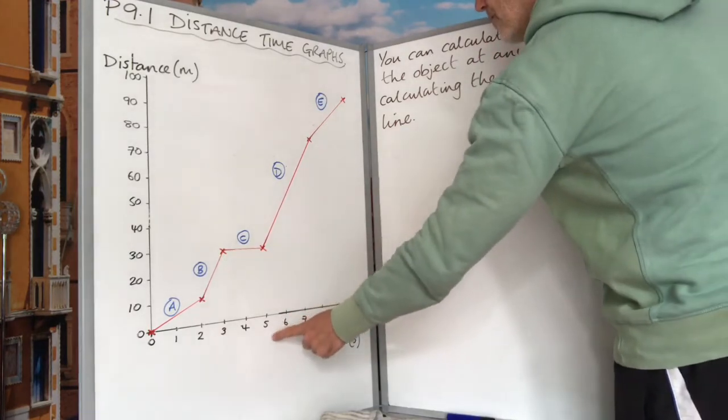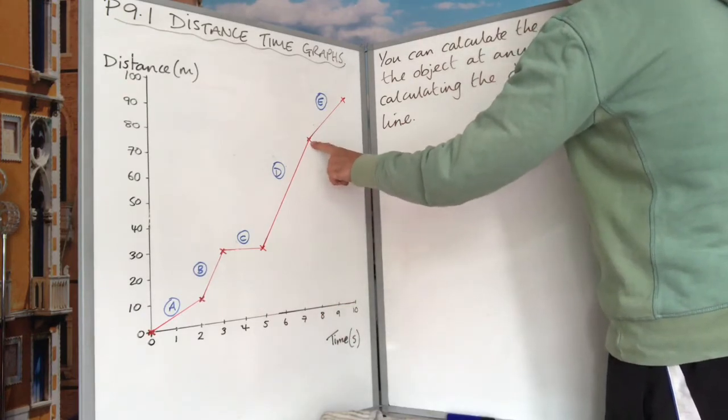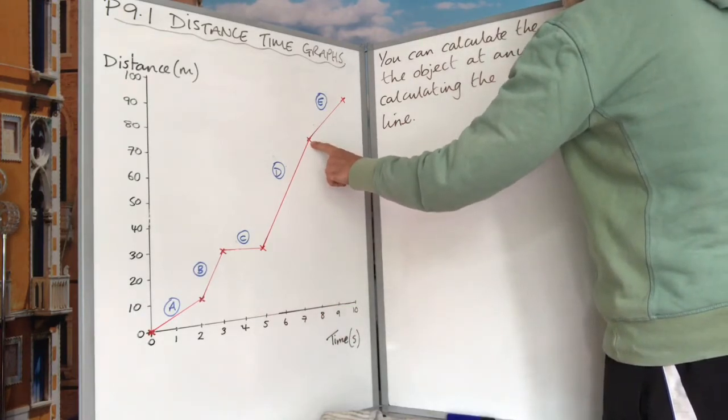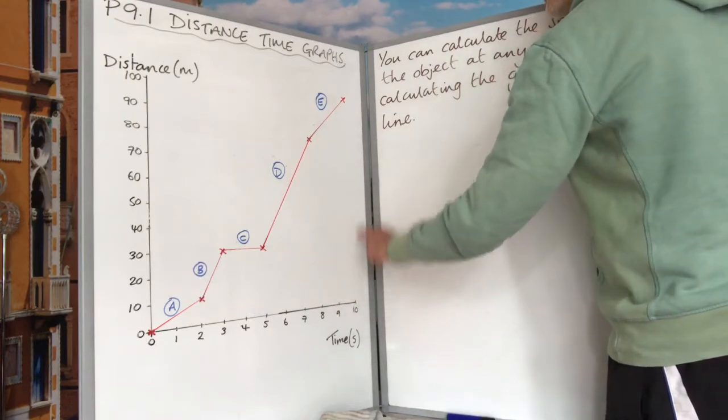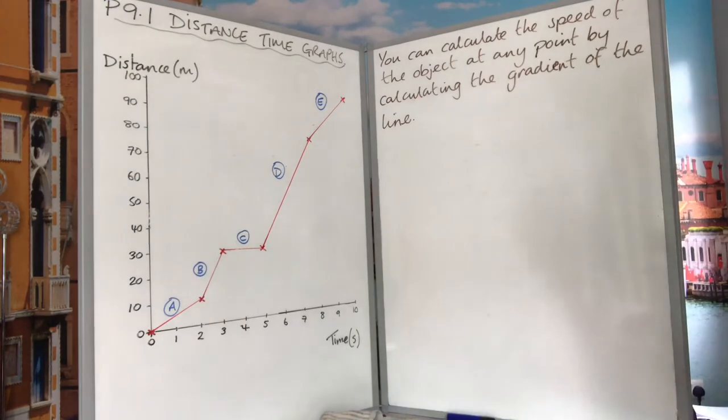And then between 5 and 8 seconds, the object travels another 50 meters, and then the last 2 seconds it travels 20 meters. Okay, so 5 stages of the journey.